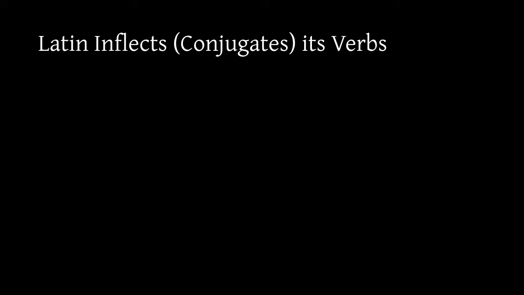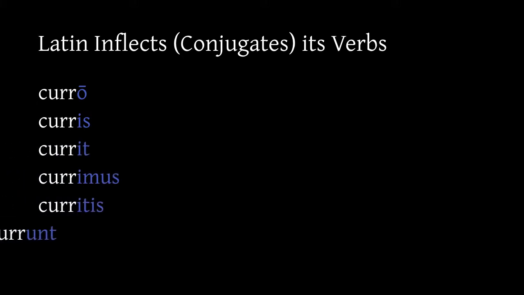So the same example in Latin of I ran or I run needs no extra words. We just need curro, which means I run. And then when we want to say you run, he, she, it runs, we run, you all run, they run, we're just taking the stem of the verb and adding the endings.